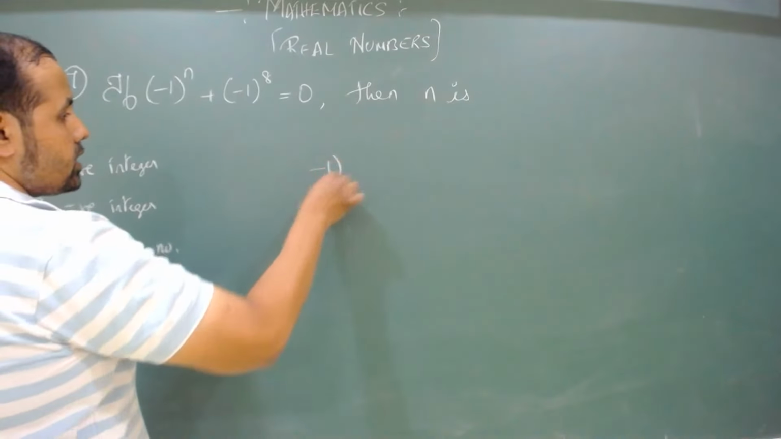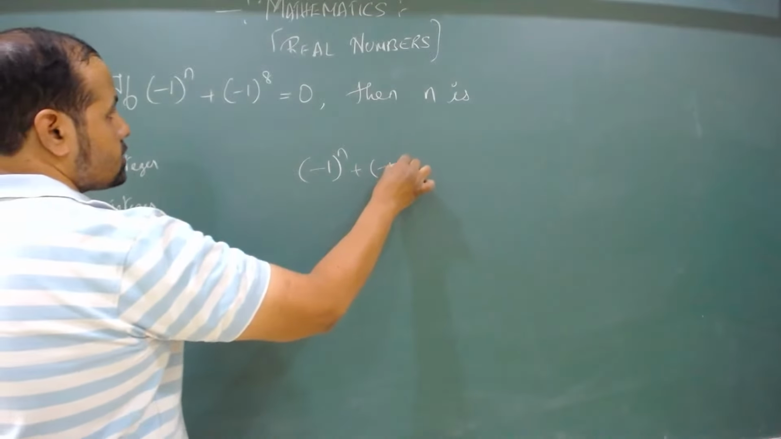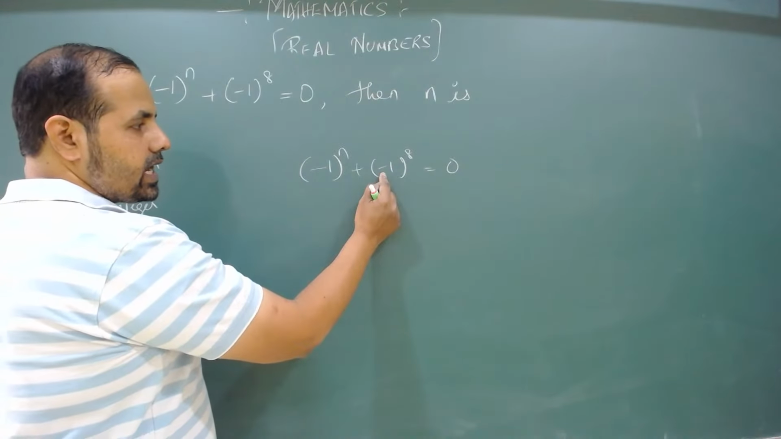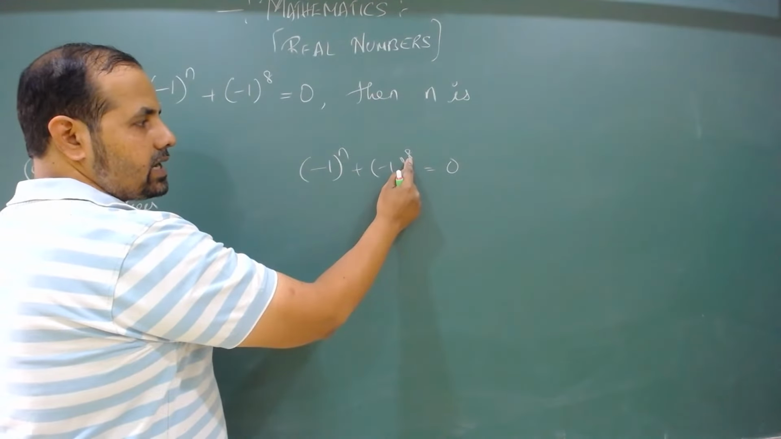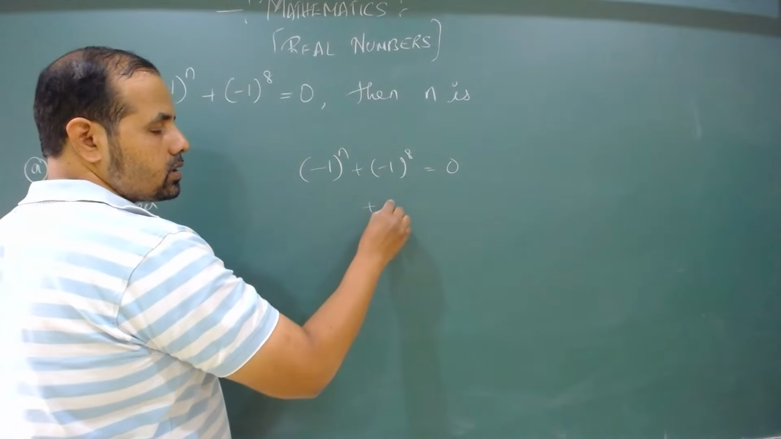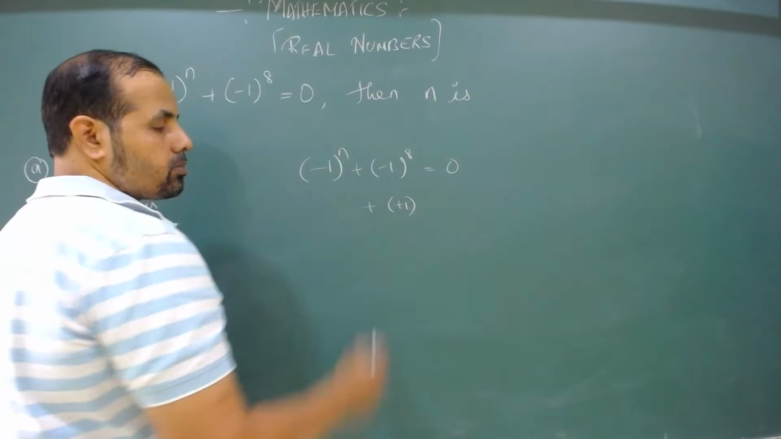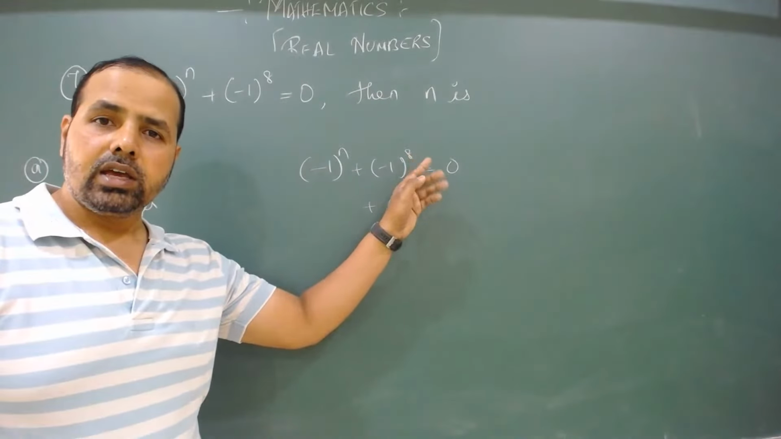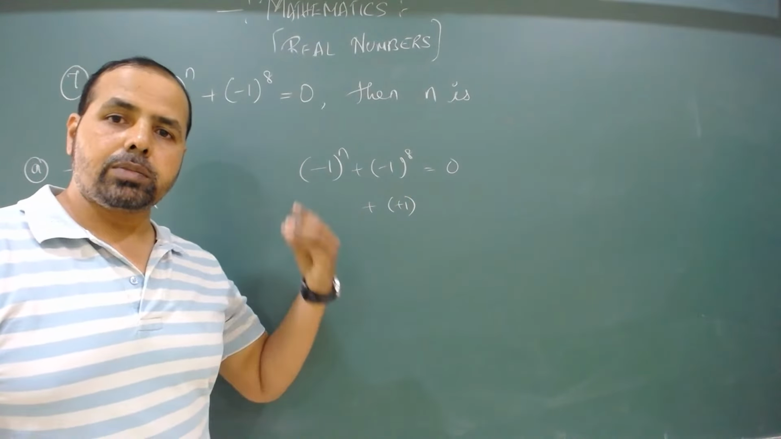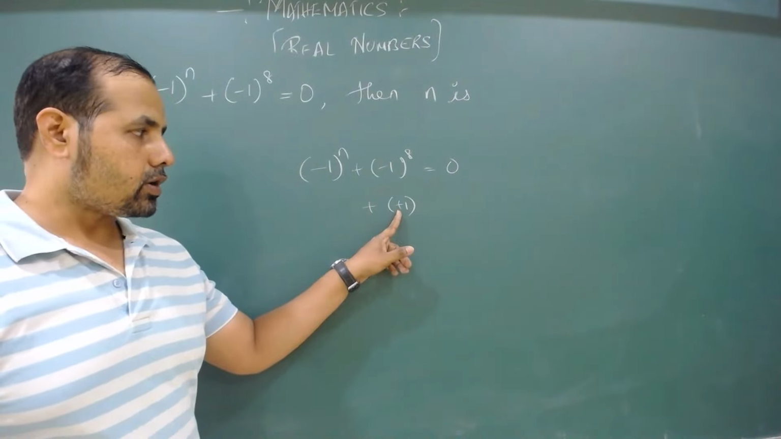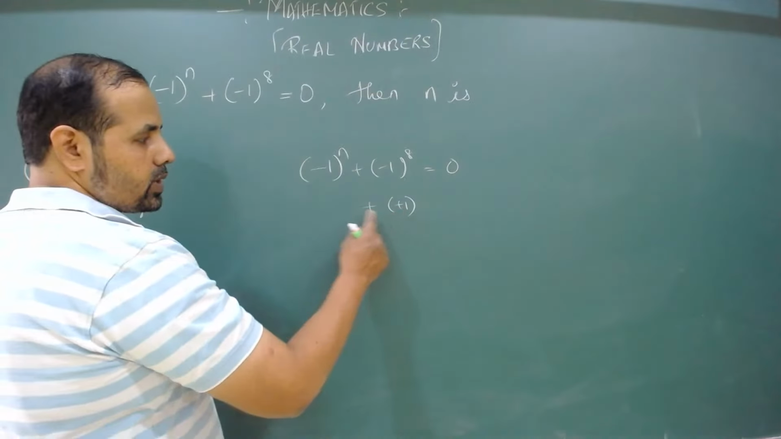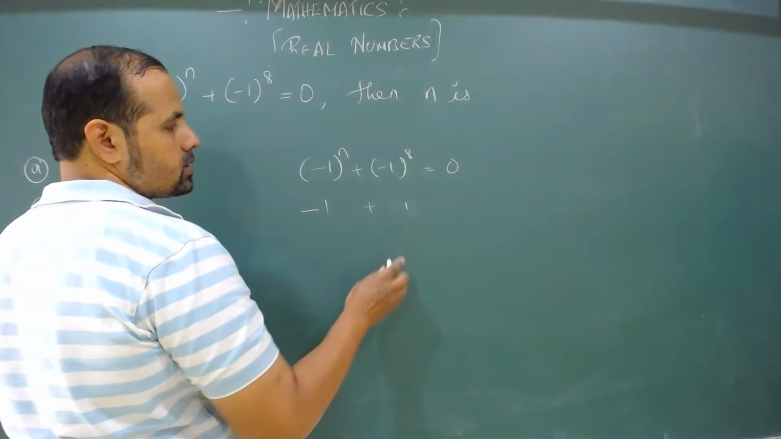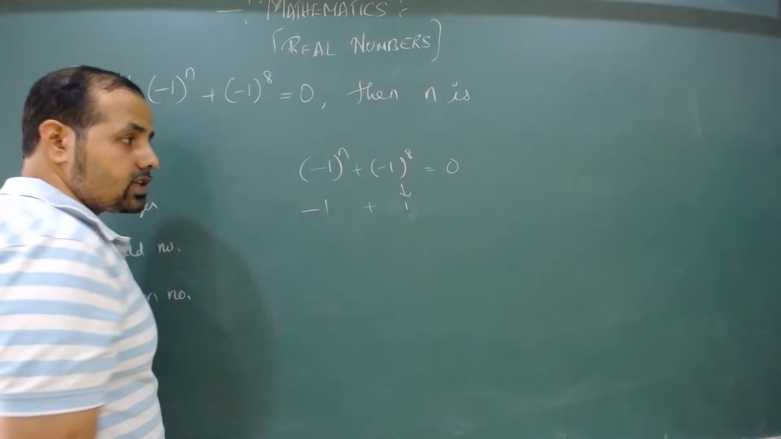Now, (-1)^n + (-1)^8 is equal to 0. So you very well know that negative number to the power 8, an even number, this always will be positive. Minus 1 whole to the power 8. Negative integer to the power even will always become positive. So this is plus 1 and this has to be minus 1. Plus 1 minus 1 gets cancelled, therefore the answer is 0.